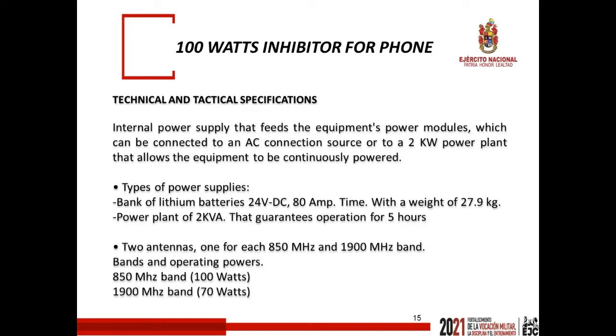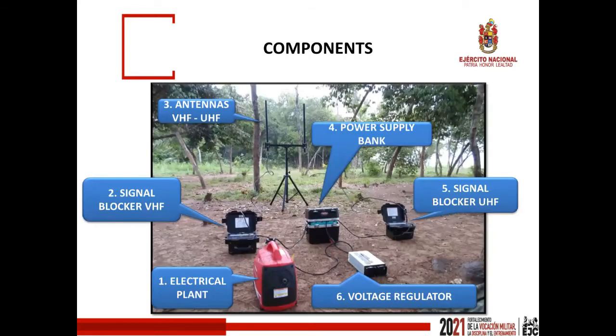2 antennas, one for each band, 850 megahertz and 1,900 megahertz. The components are the electrical plant, the signal blocker in VHF, and the signal blocker in UHF bands, 2 antennas for VHF and UHF bands, 1 power supply bank, and 1 voltage regulator.